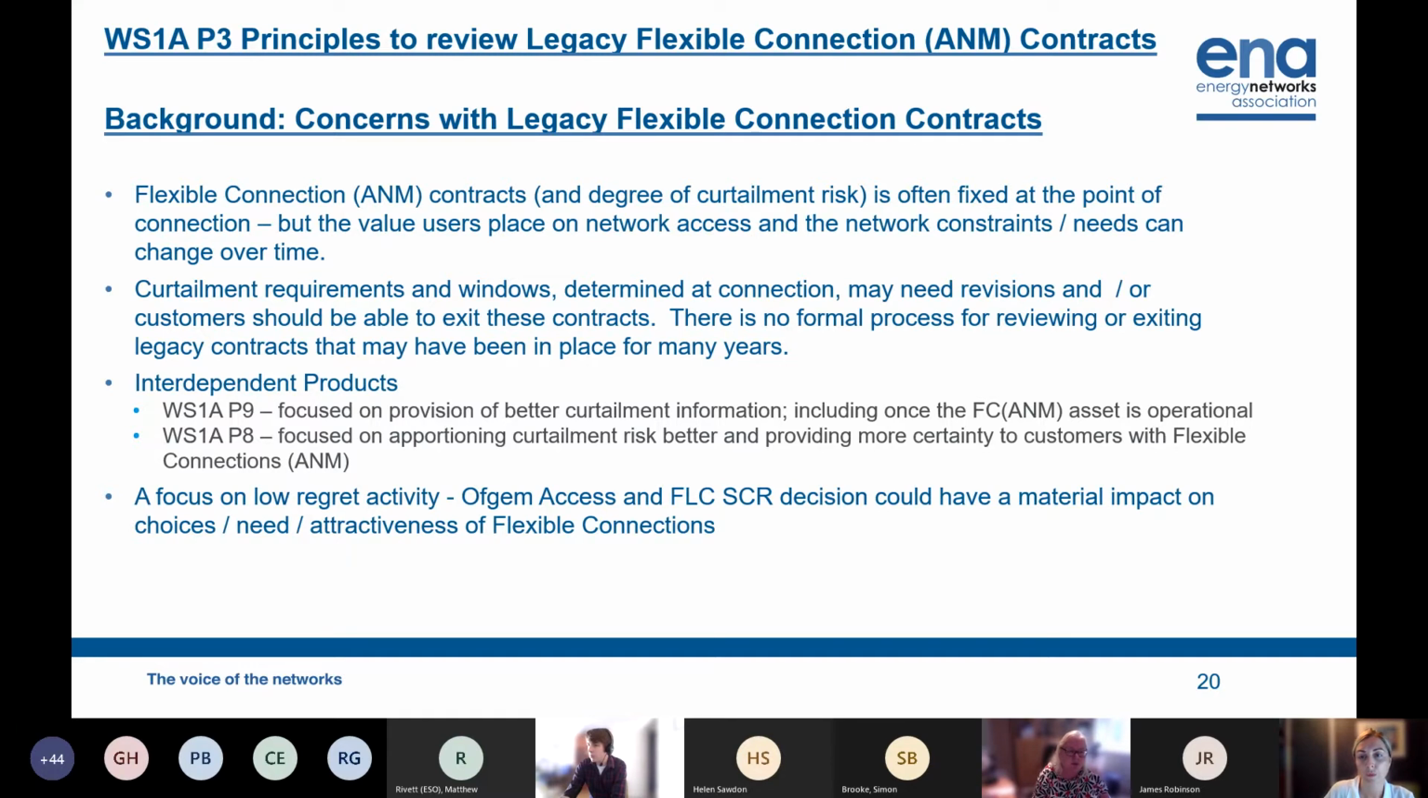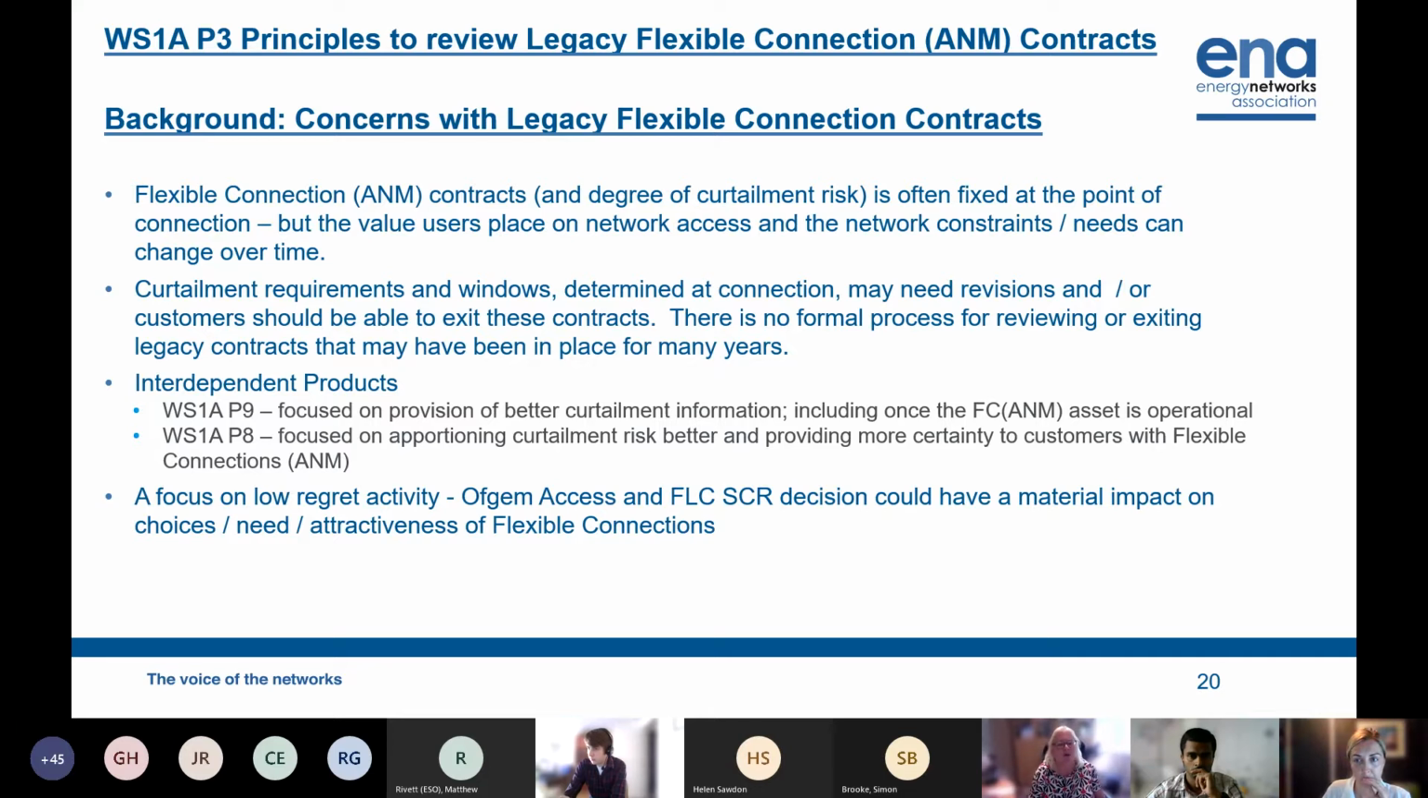But product 3 really came out because there was a general recognition that these contracts are set at the time of connection, and at that point the level of curtailment risk is also fixed. And there was a view that as time moves on, the value that customers have in terms of their network access, what they can do with that access, and the degree to which they get constrained might change over time. And of course the networks are also evolving, and we've seen growth in demand as well as generation. So the needs of the networks are changing over time.